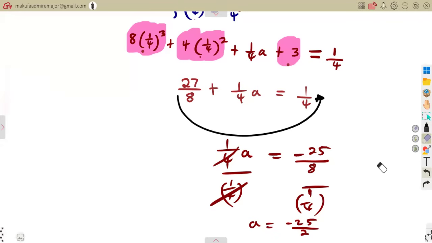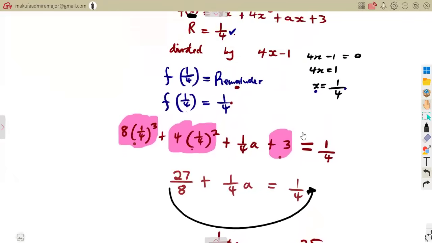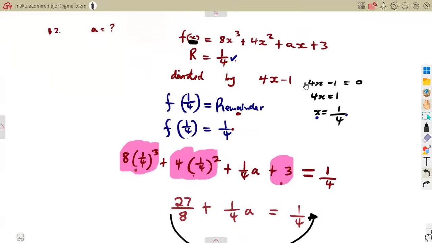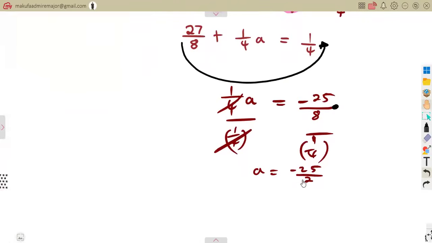You just have to be careful also on your calculator. So when you transposed it to the other side, it was going to be negative 25 over 8. Then you divide. So this is the value of a, which was going to give us a remainder of 1 over 4 if we divide this expression by 4x minus 1. If you use that long division concept, truly your remainder is going to be this.